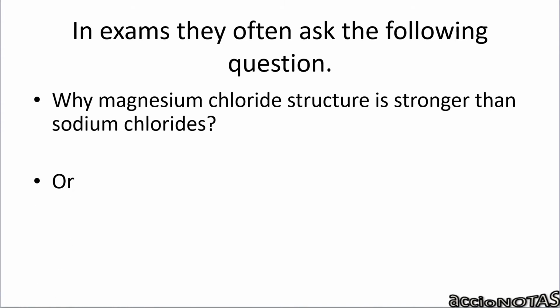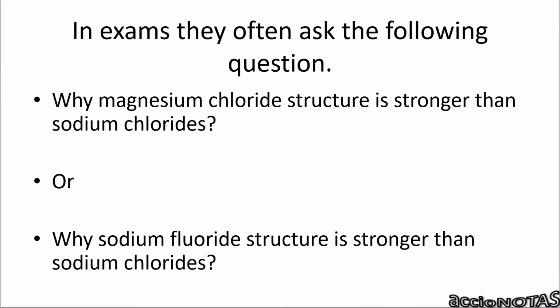Another example is why sodium fluoride structure is stronger than sodium chloride. Well, here the fluorine in sodium fluoride has fewer electronic shells compared to sodium chloride. So try to imagine having fewer electronic shells means the atom or the atomic structure becomes smaller. So if it becomes smaller, it will be able to attract more.